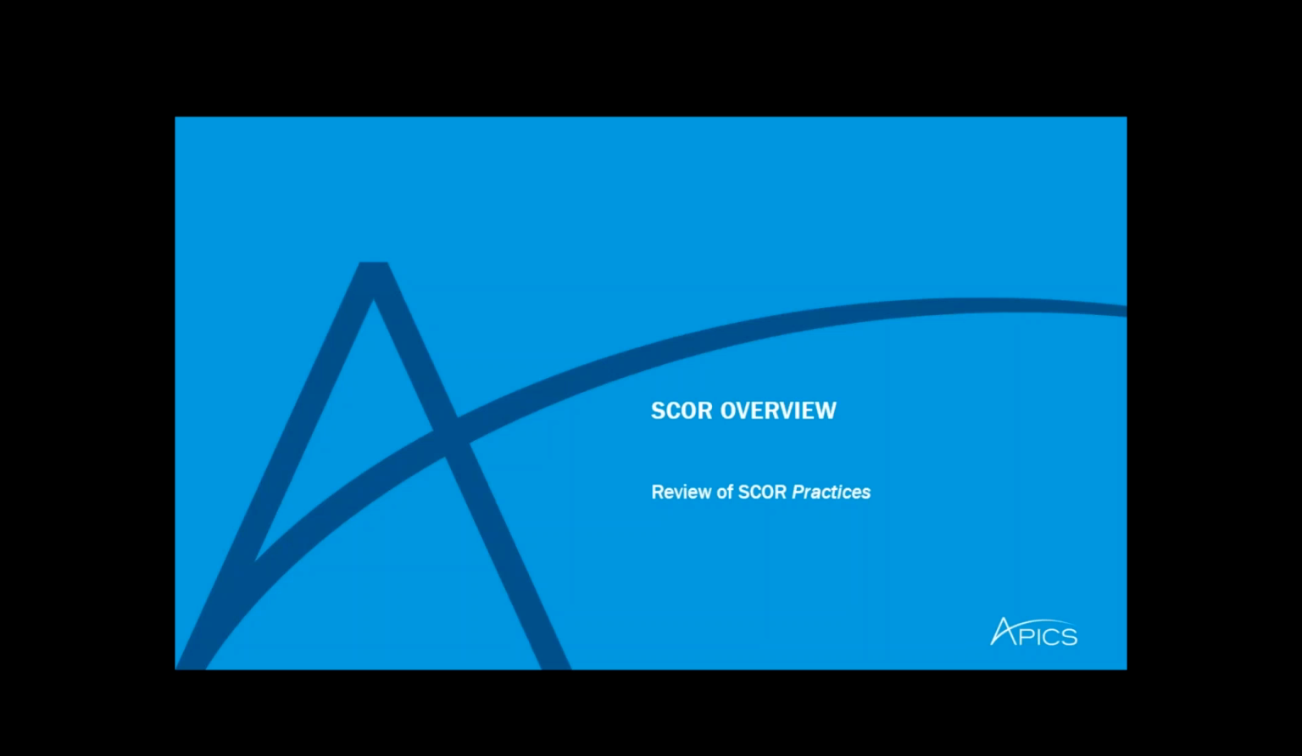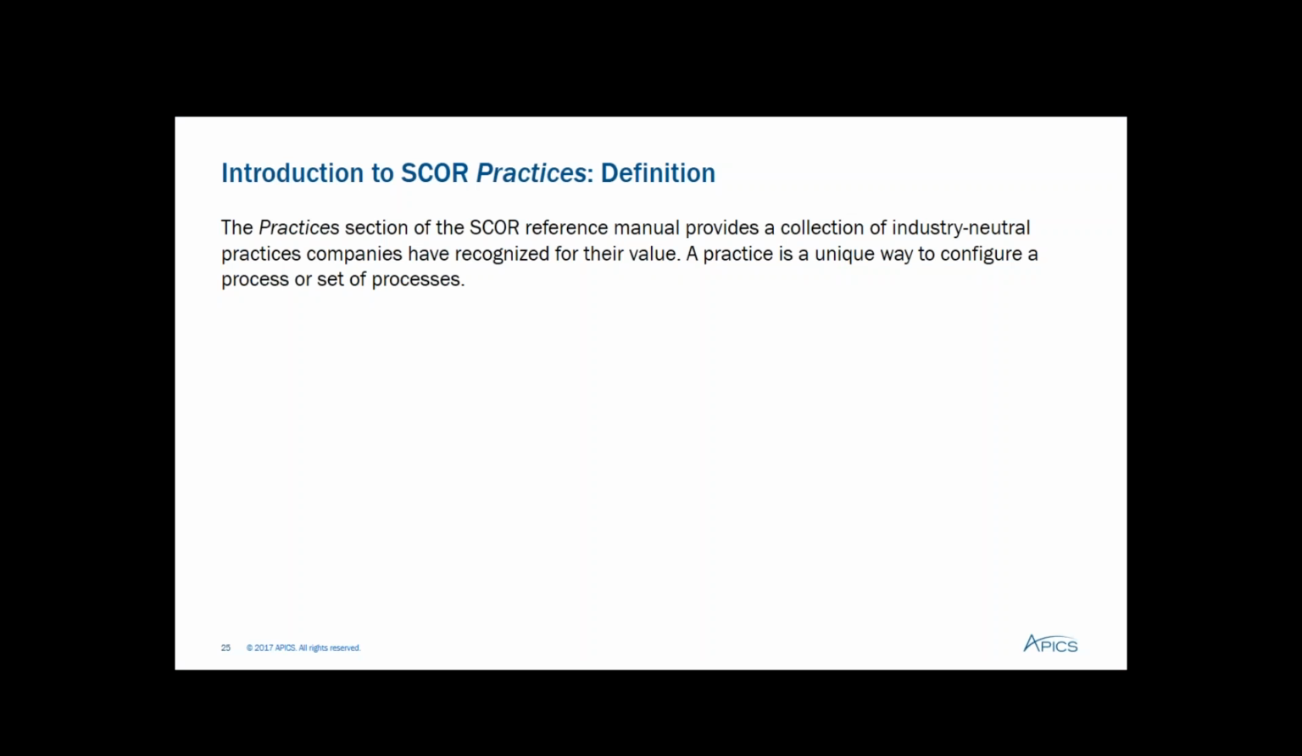Next, we are going to cover SCOR practices. A practice is a unique way to configure a process or a set of processes. The uniqueness can be related to the automation of a process, a technology applied to a process, special skills applied to a process, a unique sequence for performing a process, or a unique method for distributing and connecting processes between organizations. SCOR practices have been designed to assist companies and their supply chains to perform tasks such as standardized processes.